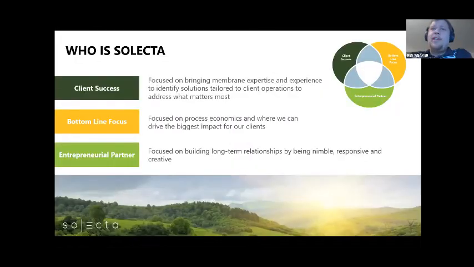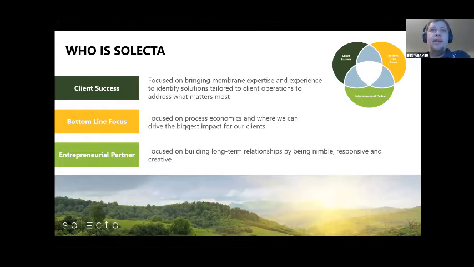So who is Solecta? And this is what we consider our value proposition. It's a 3-pillar value proposition. It's client success, and making sure that whatever we do, we're bringing success to our clients. And really what that means is we're focused on bringing membrane expertise and identifying solutions to meet the client operational needs.